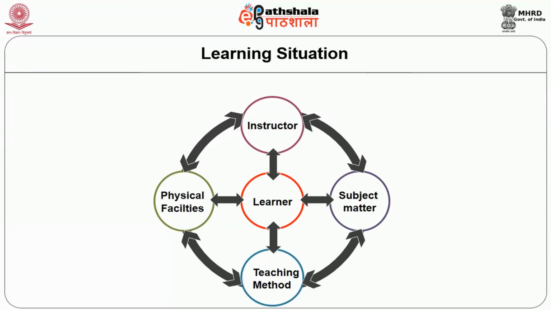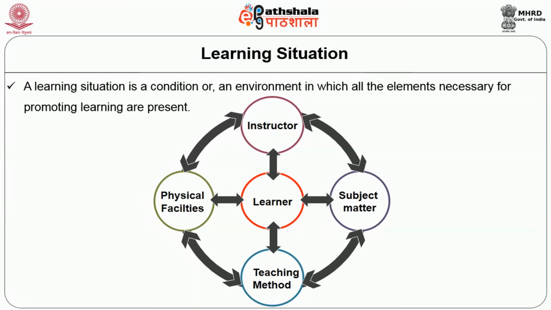Next, we will see what is the meaning of learning situation. So far, we have been indicating about learning situation. Now, we will see the meaning of learning situation. A learning situation is a condition or an environment in which the elements necessary for promoting learning are present. So, it is already depicted in figure 2. We have five elements. Number 1 is the learner, number 2 is the instructor, number 3 the subject matter, number 4 physical facilities, and number 5 teaching methods and aids.